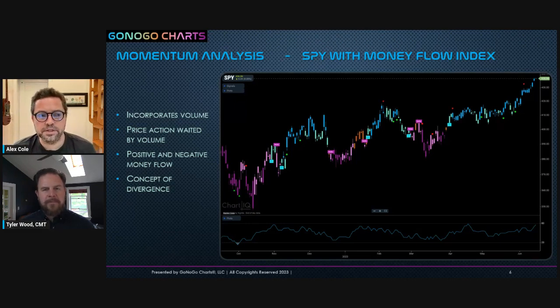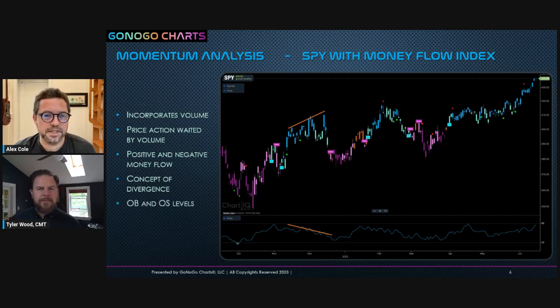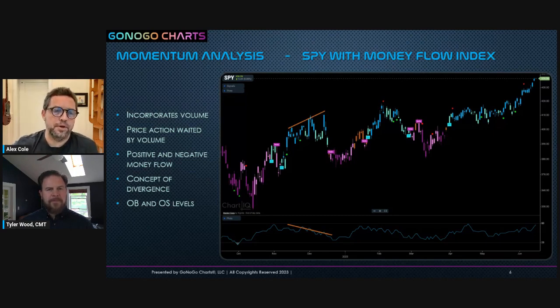Tyler, you mentioned divergence on the last slide. Well, we're going to talk about that a little bit here, because on so many of these oscillators, the concept of divergence is so important. And this is an example where you've got higher highs in price, but lower highs in the money flow index. So what does that really mean? It just means that there's more volume associated with lower prices, with prices that are moving lower. So that's a little bit of a cause for concern if you're thinking that that bull move is going to continue. So very, very important as well.